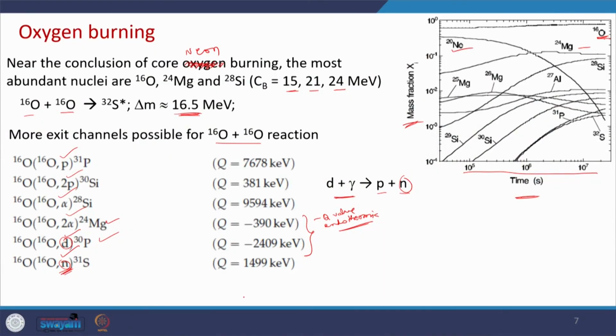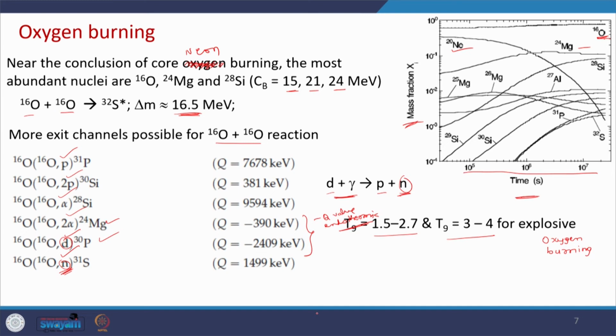In this slide, as part of the discussion of oxygen burning, this is one of the reactions through which neutrons are emitted. Not only that, when deuterium and gamma react with each other, then also you will get neutrons. And what are the temperature scales? It is 1.5 to 2.7 gigakelvin. See, slowly I have entered 2 gigakelvin, and 3 to 4 gigakelvin for explosive oxygen burning.